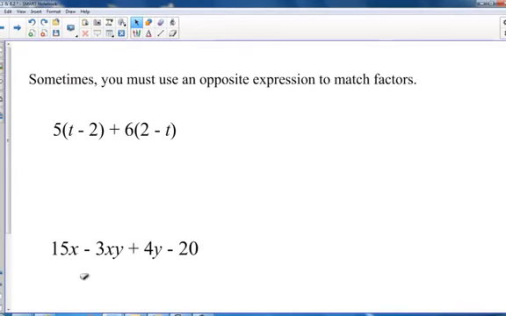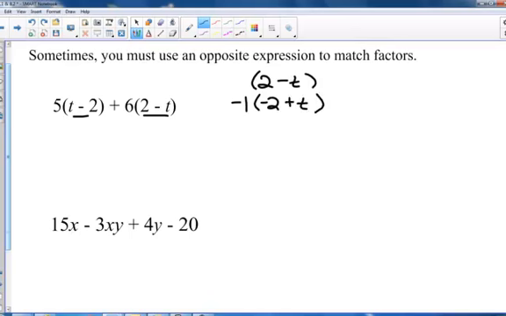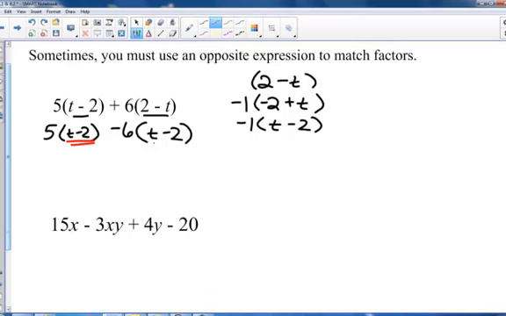All right, now this is the one small itty bitty tiny trick, and that trick is that these are so close to the same, yet they're not exactly the same. If I just look at 2 minus t, and if I factor a -1 out, I would have -2 plus t, which can also be written as t minus 2. So, I can make my parentheses the same by putting that negative out front.